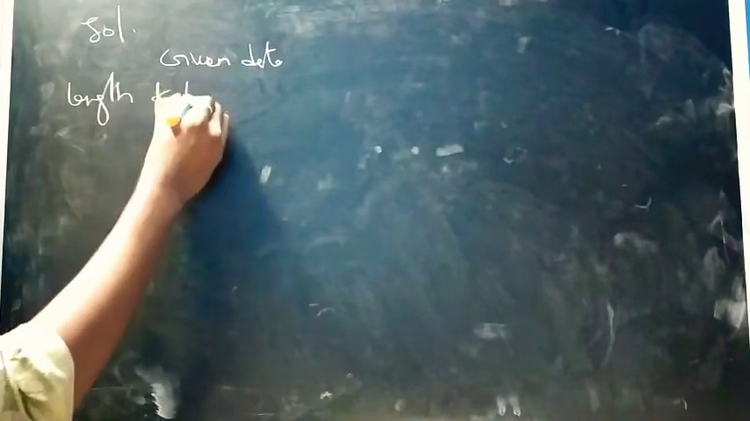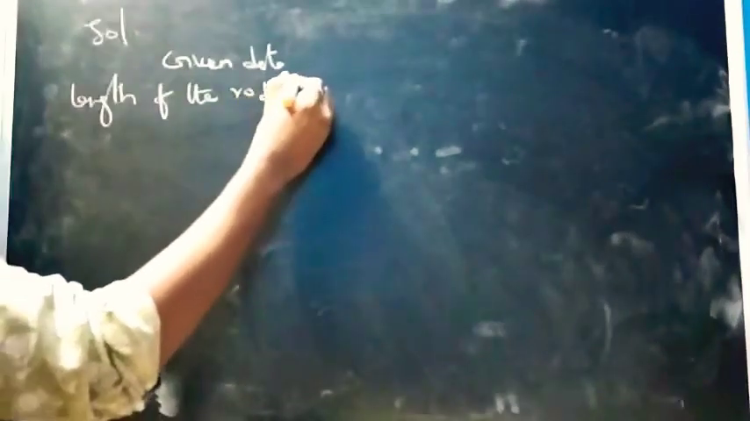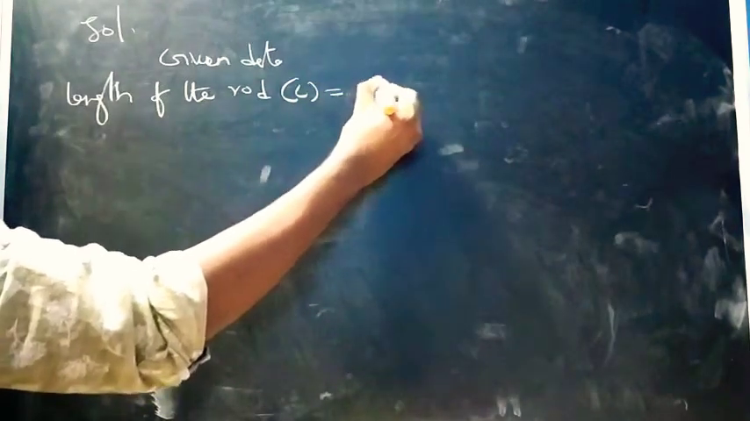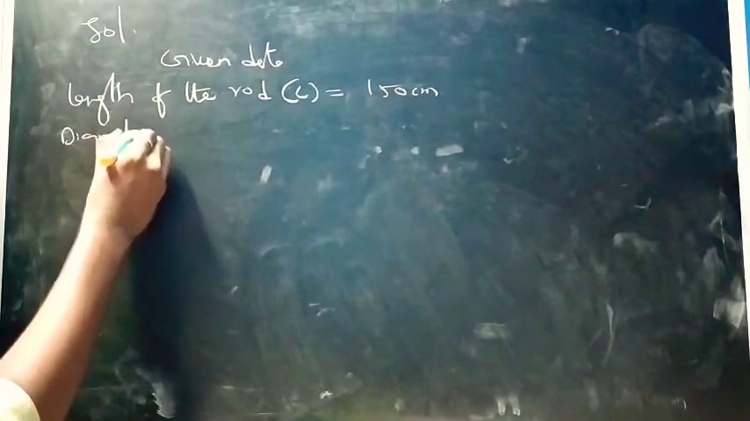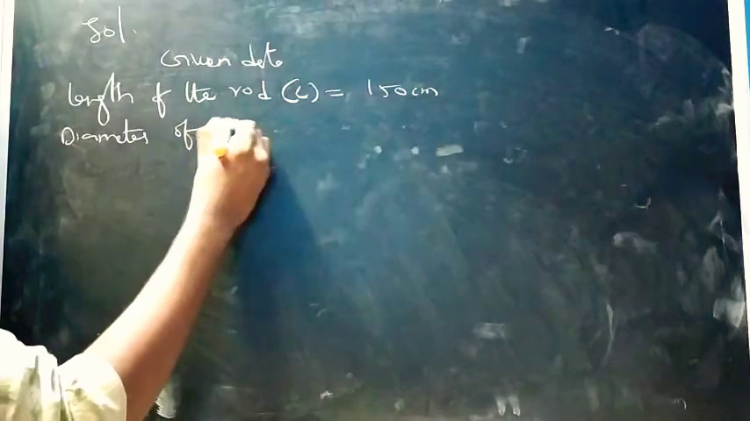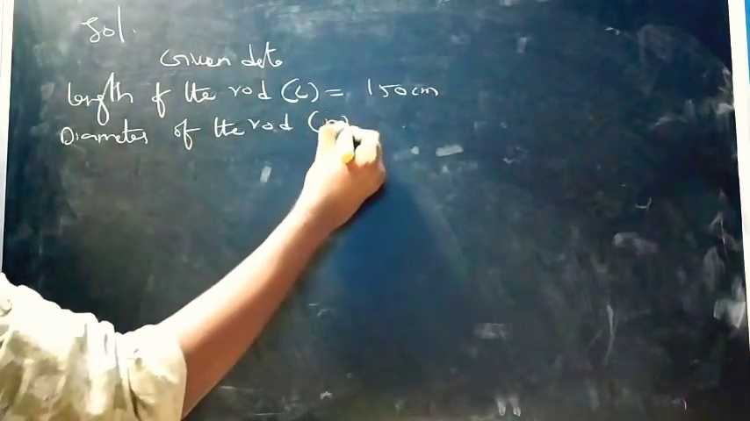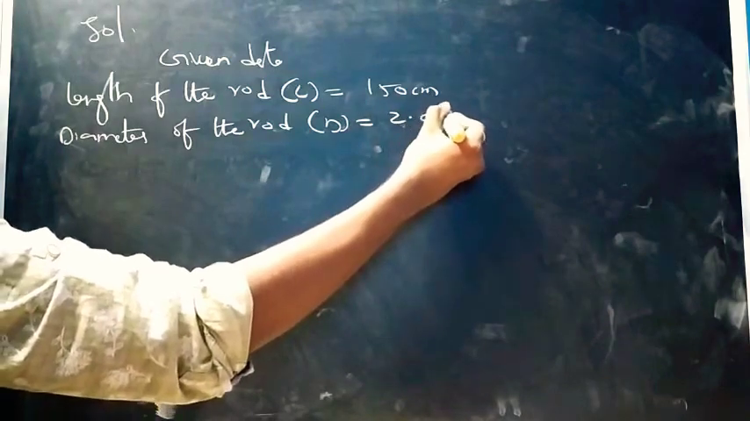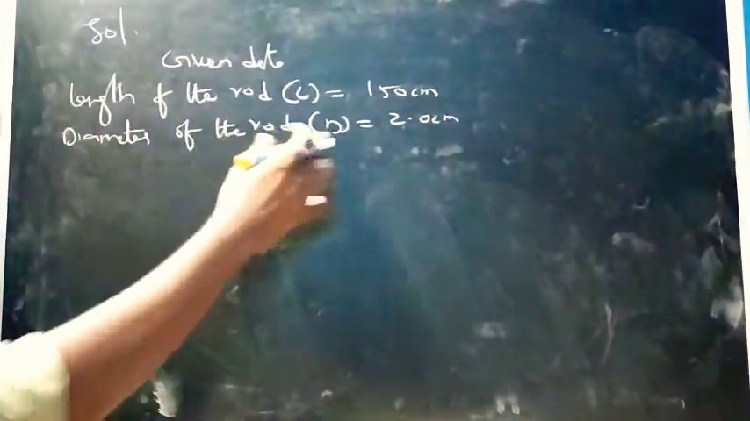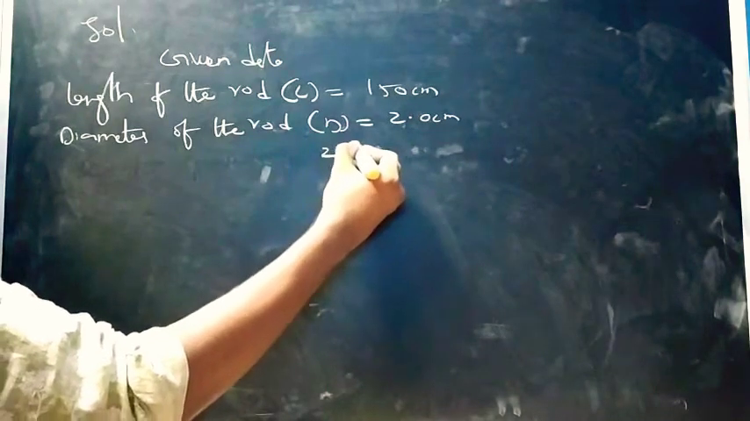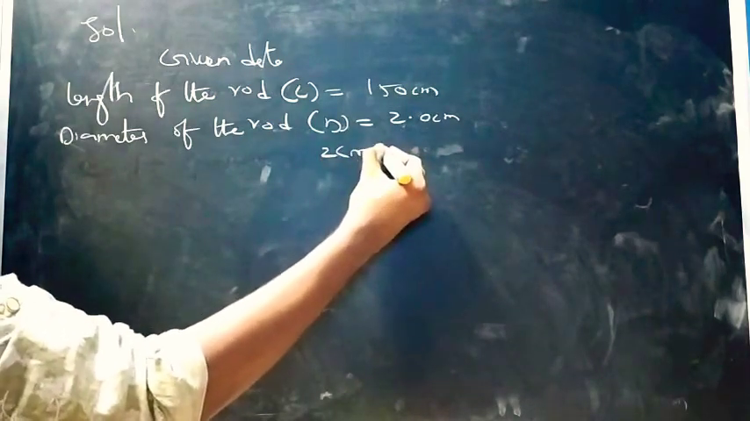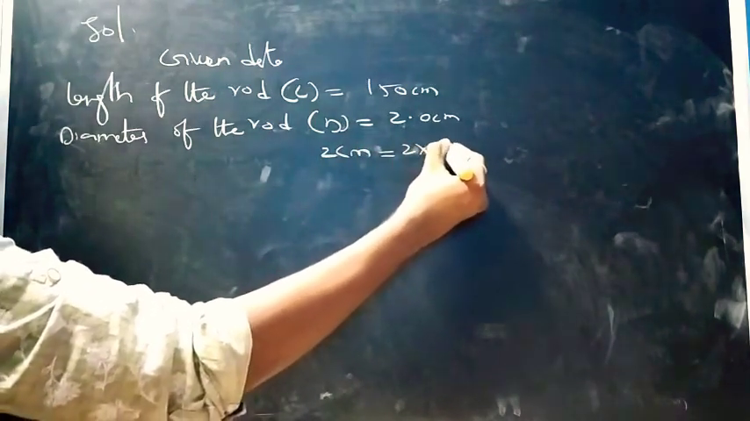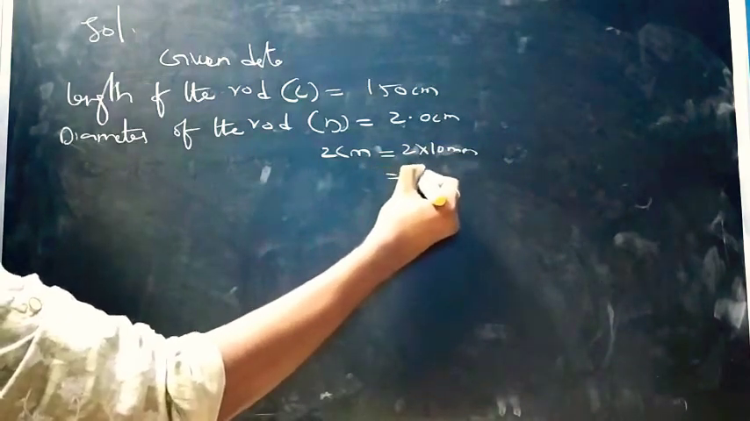That is the length of the rod, L is 150 centimeters. The diameter of the rod is D, 2.0 centimeters. So let us convert this. 1 centimeter is 10 mm, so 2 into 10 mm, we get 20 mm.